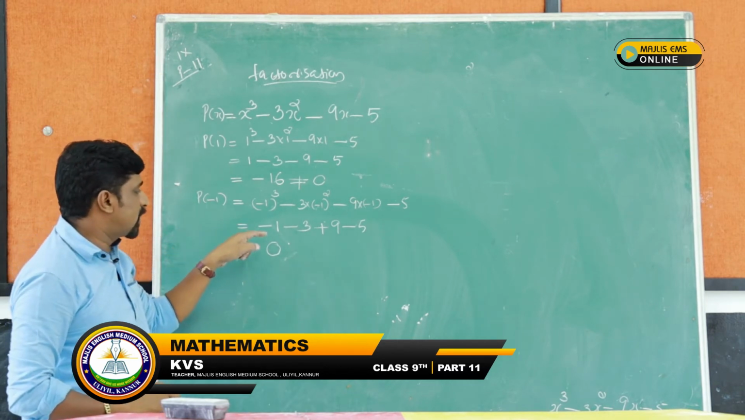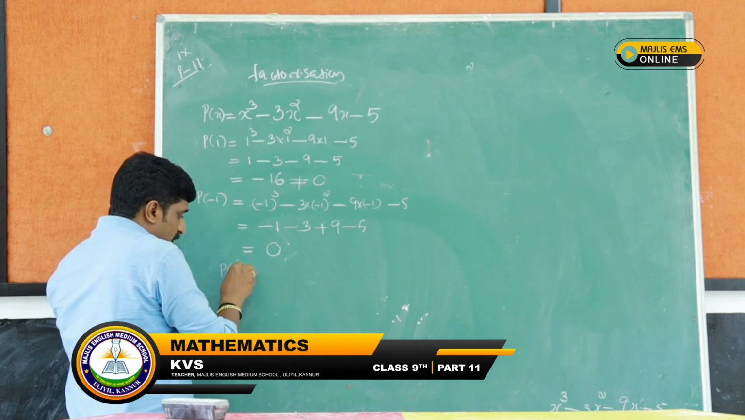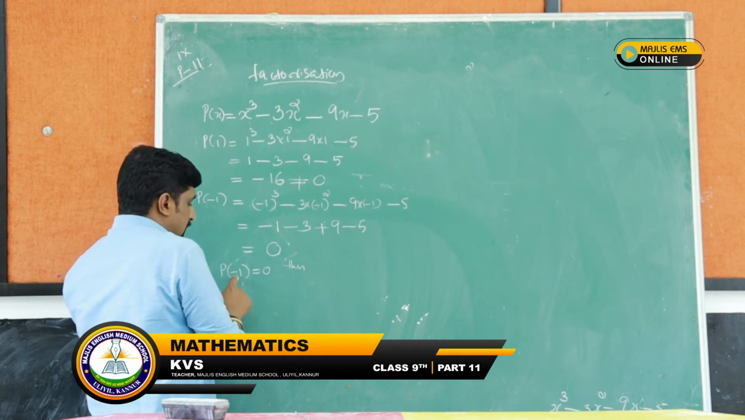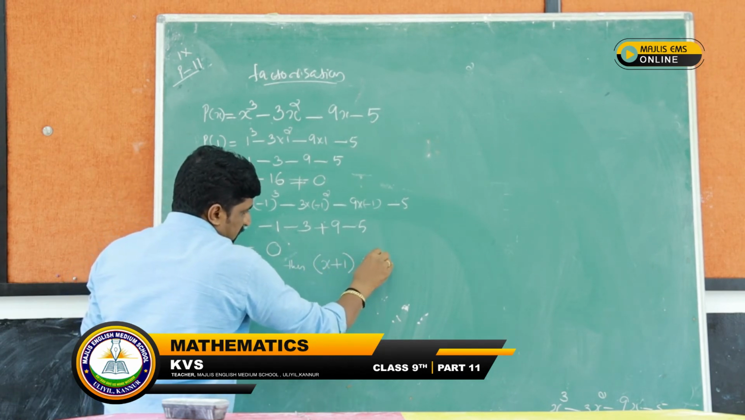P of minus 1 you got 0. That means which one is the factor? P of minus 1 equal to 0. Then what we can conclude? Here minus 1 means change the sign. X plus 1 is a factor.